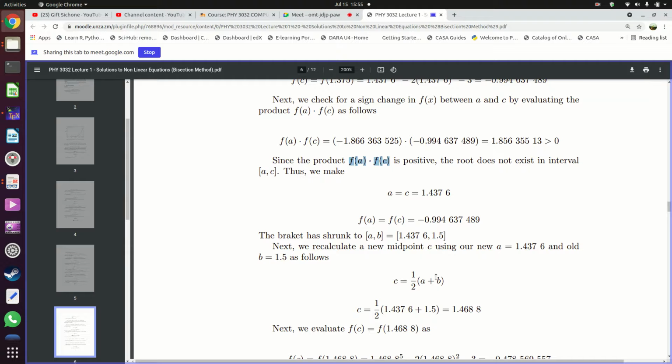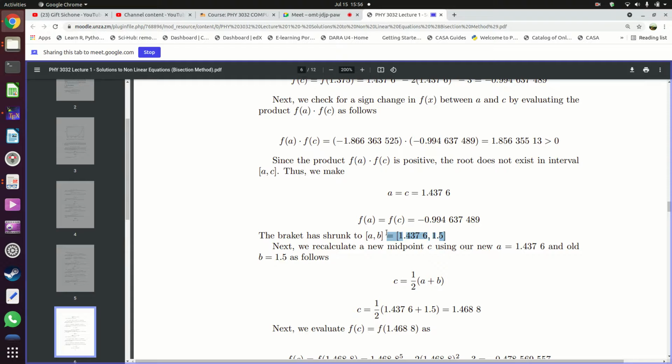Yes, yes. If there is no root between A and C, then you can make your C, your midpoint, become A. And the value of the function at this midpoint C, which is minus 0.99, you can make become the value of f of A. So in this case, your bracket has shrunk further. Now your A and B are going to become 1.4376, 1.5. So this is going to be your new bracket.